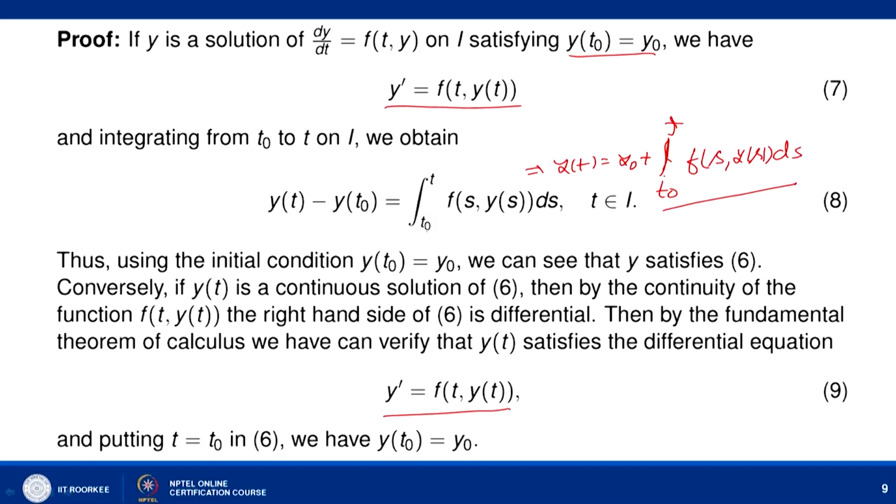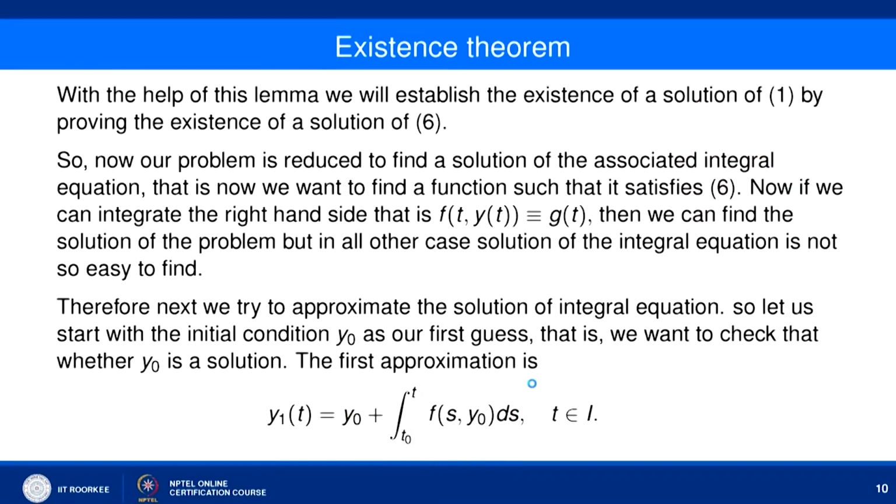And if you look at this integral equation and put t = t0, then we get y(t0) = y0, because the integral term is going to be 0. So, from the integral equation we can say that y(t0) = y0 and y' = f(t, y(t)). So, we have seen the equivalence of the initial value problem and this integral equation. Once we have the equivalence, we want to discuss the existence theorem. With the help of this lemma, we will establish the existence of a solution of 1 by proving the existence of a solution of 6.